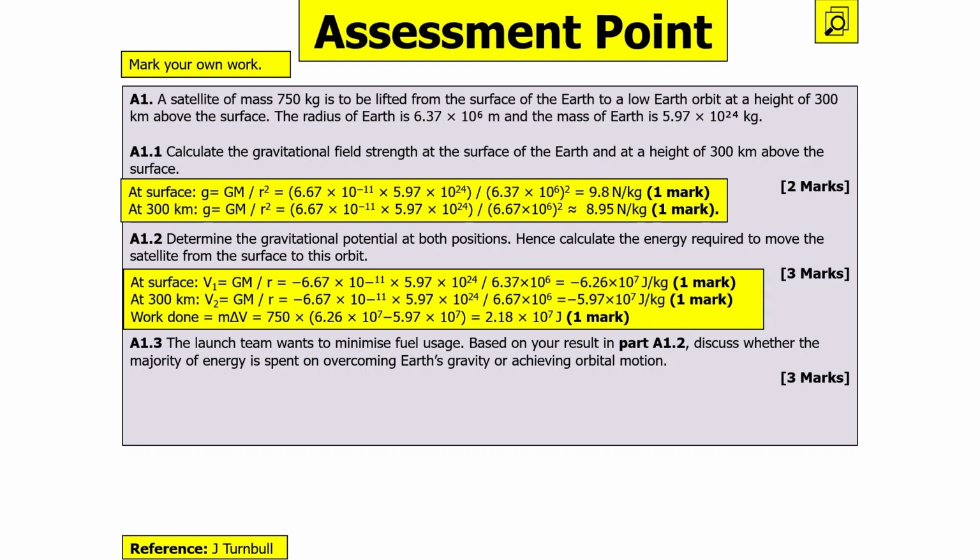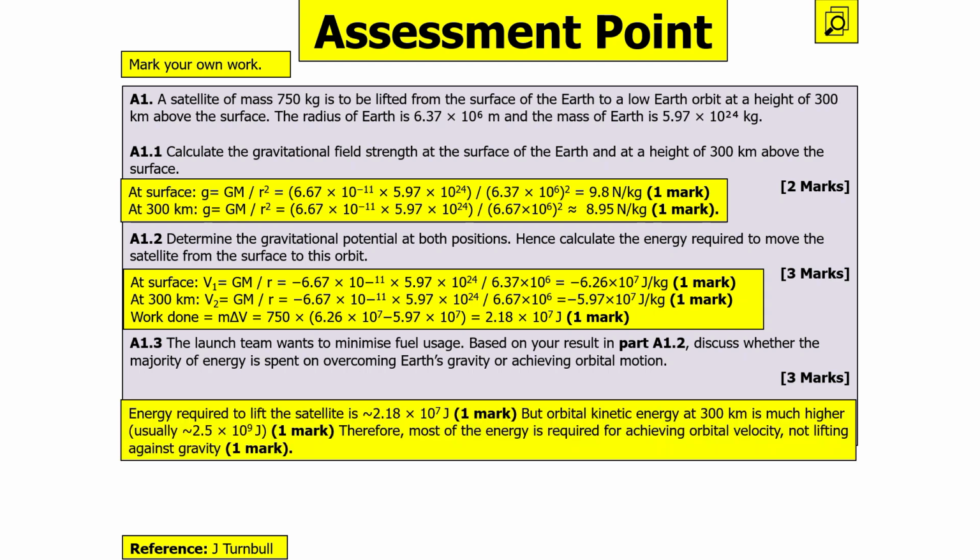Again, at the surface, V is equal to GM over r. We use our same values for r as in the previous question. So we can pop it all through and we get minus 6.26 times 10 to the 7 joules per kilogram and minus 5.97 times 10 to the 7 joules per kilogram. So our work done is our mass times our change in gravitational potential, which is 2.18 times 10 to the 7 joules. So this tells us that the energy required to lift a satellite is 2.18 times 10 to the 7 joules.